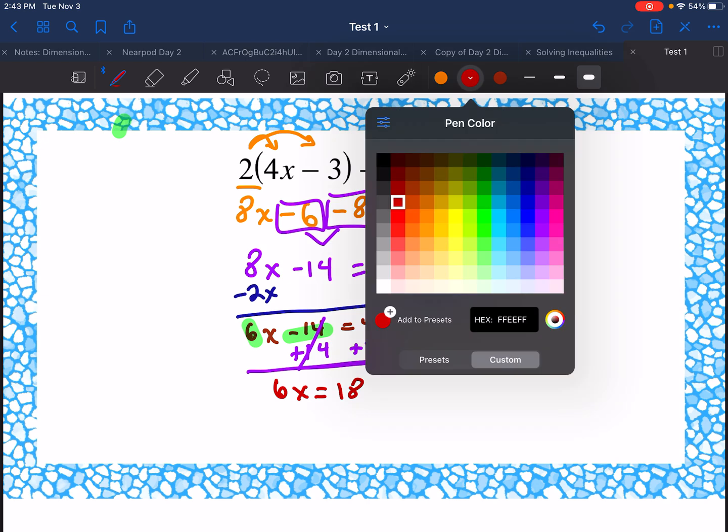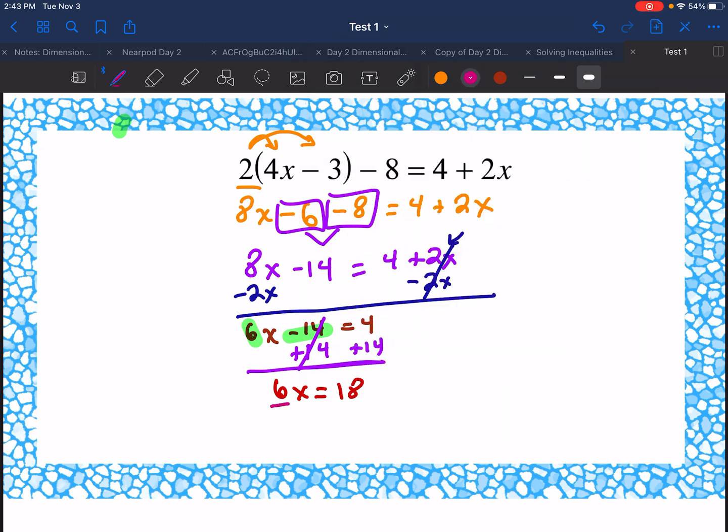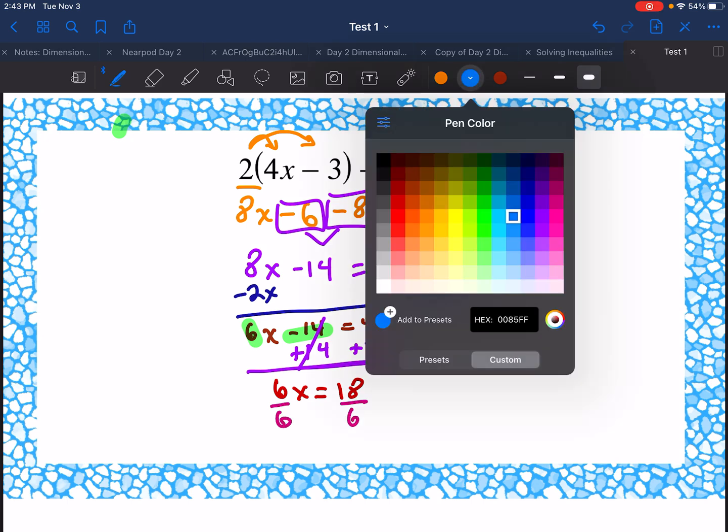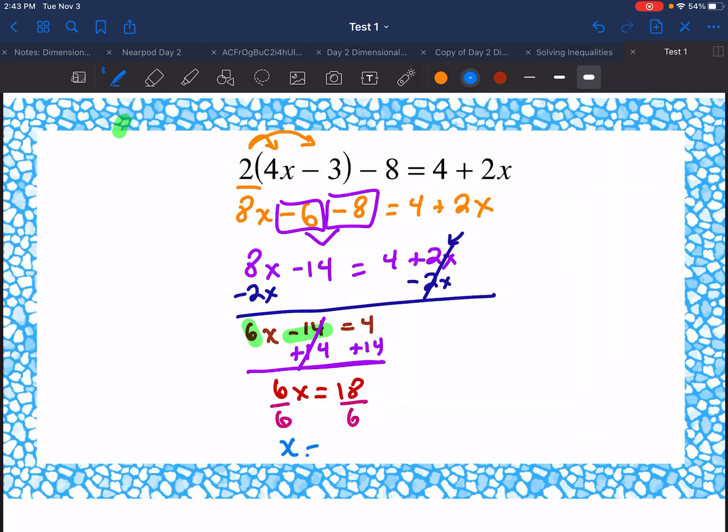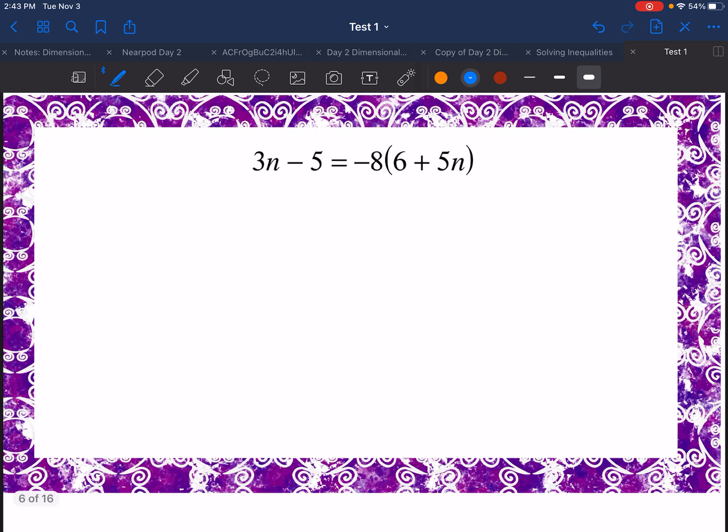What's my final step to get x by itself? Well, that's to divide by 6. I get x equals 18 divided by 6, 3. Okay. And I'm going to have you try one on your own.